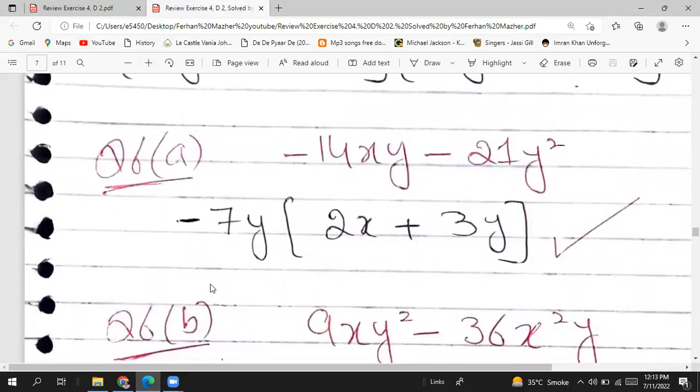So from here, minus 7 is common, and y is also common. So minus 7y is common. So put a bracket, minus 14xy divided by minus 7y, so you are left with the 2x. And when you divide minus 21y square by the minus 7y, you are left with the plus 3y. So this is how you do this.